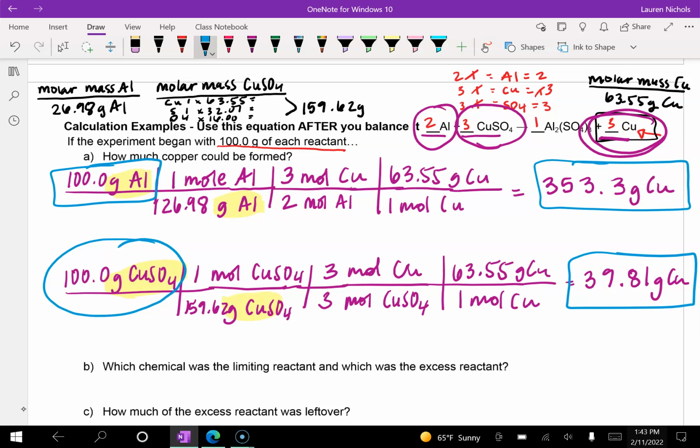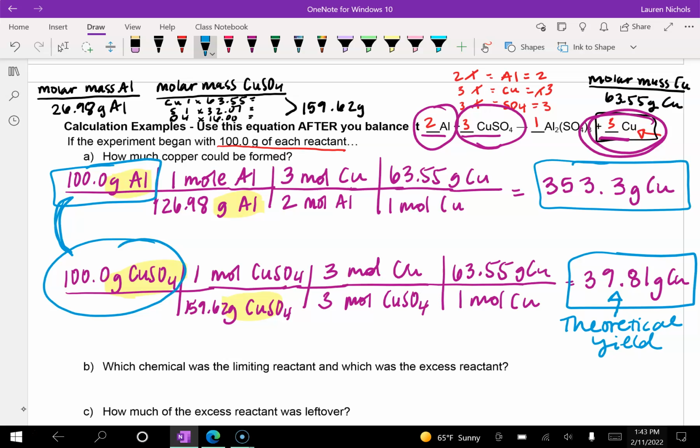However, if I have both of these at the same time, one of them is going to limit the amount, and that would be the lowest. Since this is the lowest amount, then this is our theoretical yield. Now, if I had a lot more copper sulfate, then I could maybe produce more copper. But since this amount of copper sulfate can only produce about 40 grams of copper, that means I cannot produce up to 350 grams of copper the way my first reactant can.